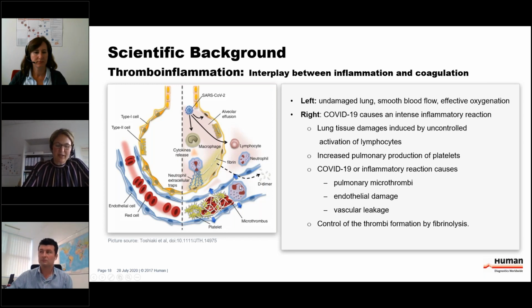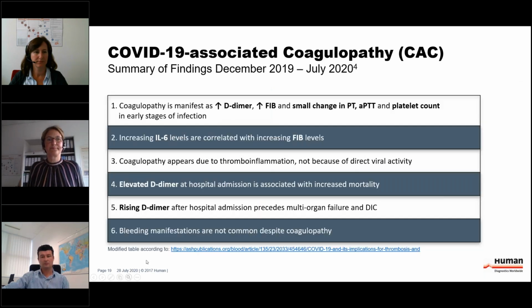The host intends to control the thrombi formation by vigorous fibrinolysis, since the lung has a high fibrinolytic capacity. The fibrin degraded fragment, the D-dimer, spills into the blood and is detected in the blood samples. Next, please.